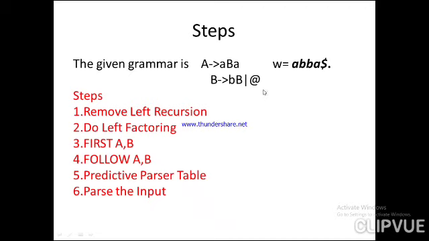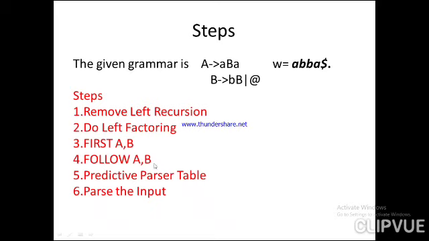One more thing, remember: this program is written only for this particular grammar. We are not considering anything else. Keeping only this grammar in mind, the program is written. If you give a different grammar, this program will not work. Keep that in mind. So first of B is b and epsilon, and first of A is a.